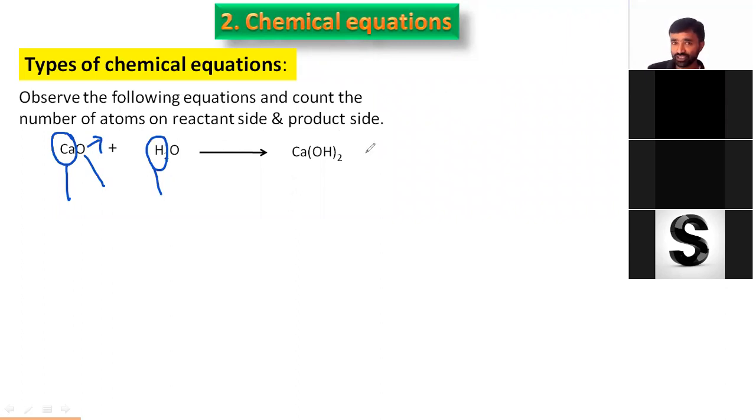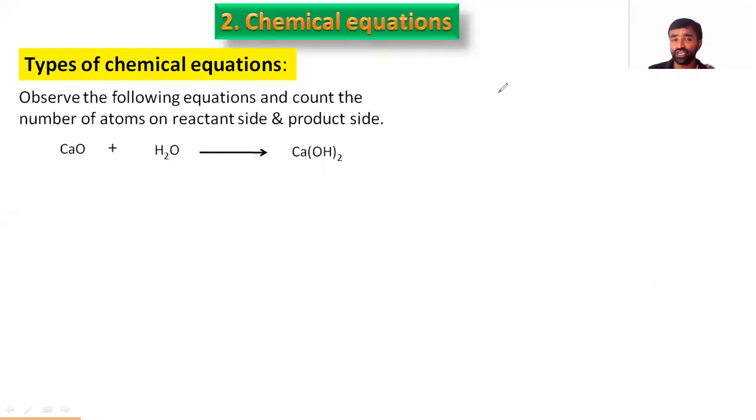Then see the reactant side: calcium is there, oxygen is there, and hydrogen is there. Do you see any new element after the change? Is any new element there after the change? No new element. So you need not check always. We just generalize: there is no new element produced after the change. In a chemical reaction, only the combination changes.